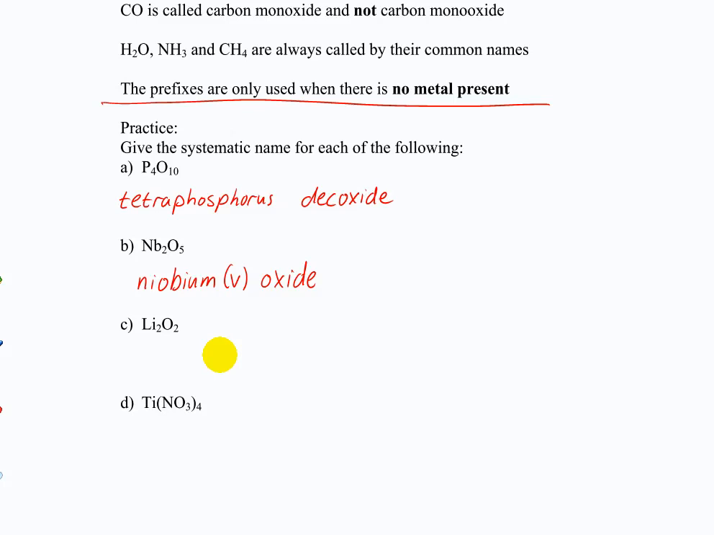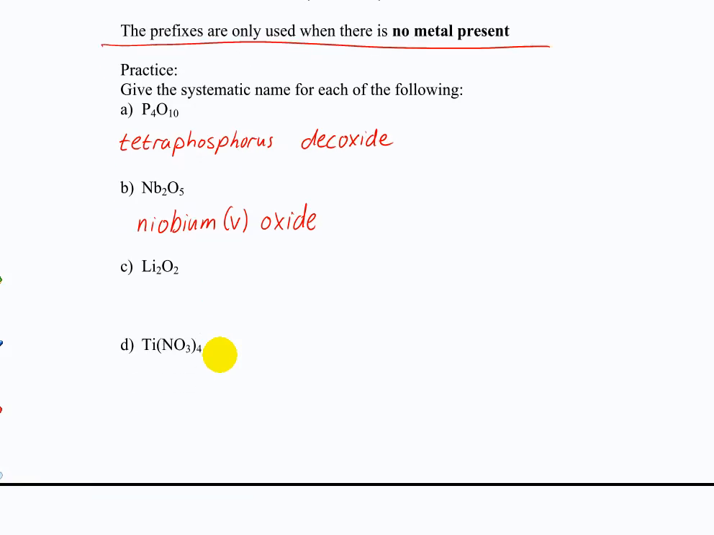All right. Let's actually skip to D, because C is a little bit special. Skip to D. How would you name D? It's like a metal, yeah. Yep. Titanium 4 nitrate. Okay. Let's go back to C.